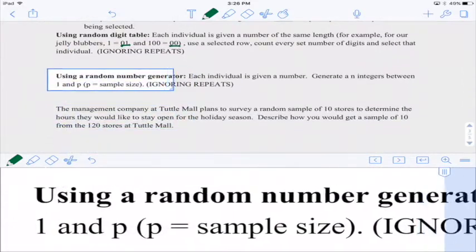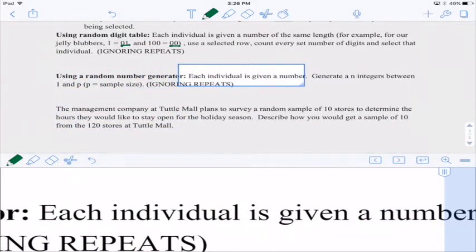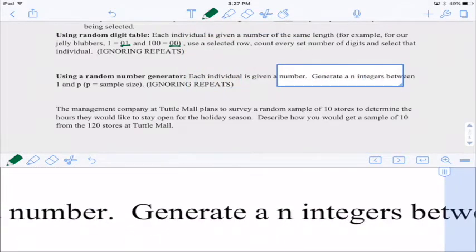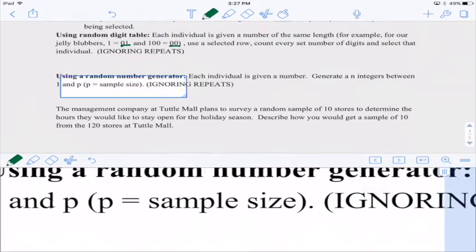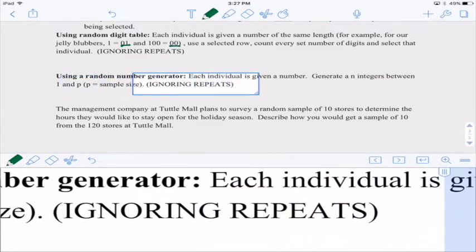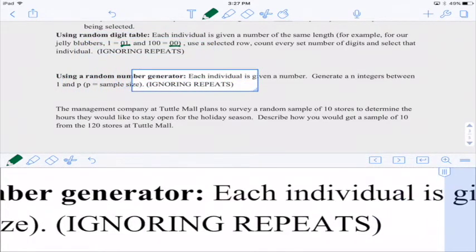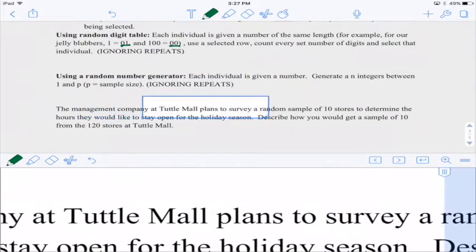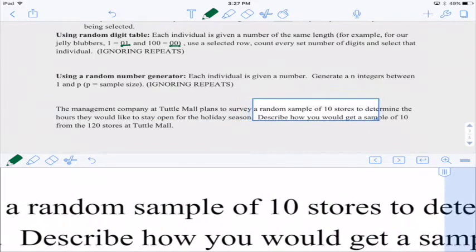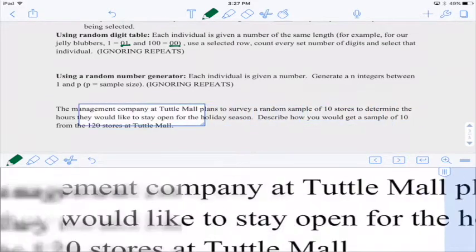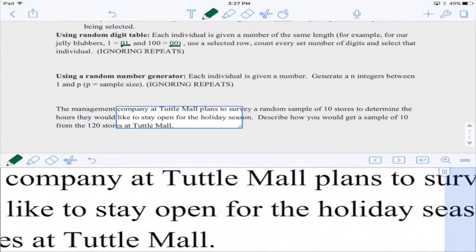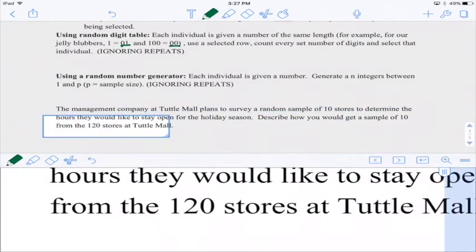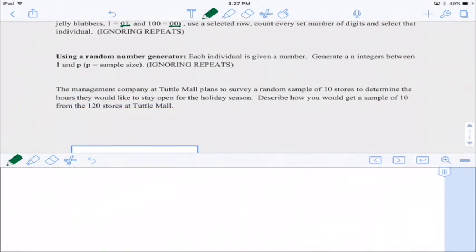Using a random number generator, each individual is given a number. There's a common theme here. And you generate n integers between 1 and p. And p is the population size, also making sure to ignore repeats. Okay? So the management company at Tuttle Mall plans to survey a random sample of 10 stores to determine the hours they would like to stay open for the holiday season. Describe how you would get a sample of 10 from the 120 stores at Tuttle Mall.